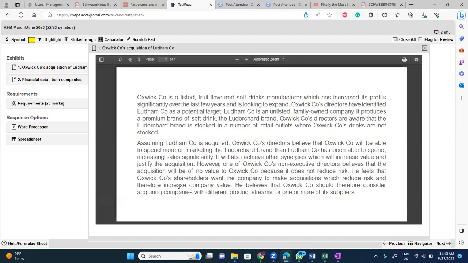Okay. He feels that Oxwick company shareholders want the company to make acquisitions which reduce risk and therefore increase company value. He believes that Oxwick company should therefore consider acquiring companies with different product streams or one or more of its suppliers. Guys, do you agree with this statement? Anyone? Should we acquire that company which reduces the risk? Or is this acquisition okay?